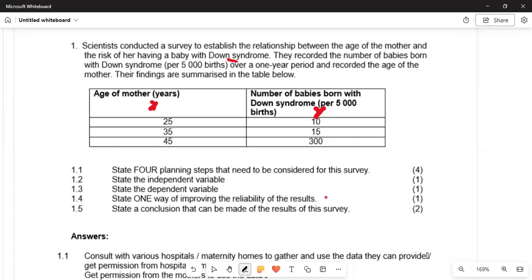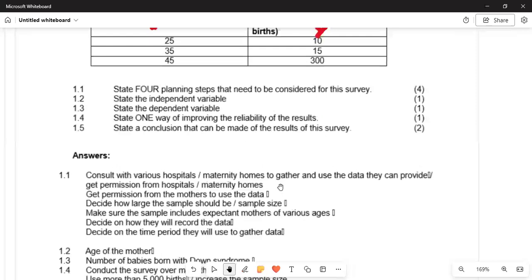In question 1.1, it says state 4 planning steps that need to be considered for this survey. How can we plan to conduct this survey? In 1.1, we consult various hospitals or maternity homes to gather and use the data they can provide, or get permission from the hospital or maternity homes.